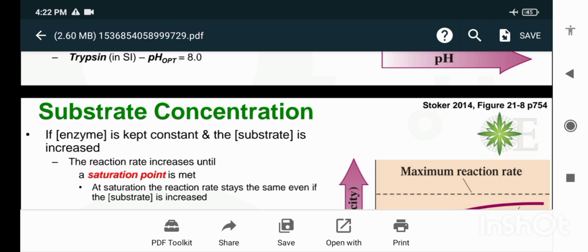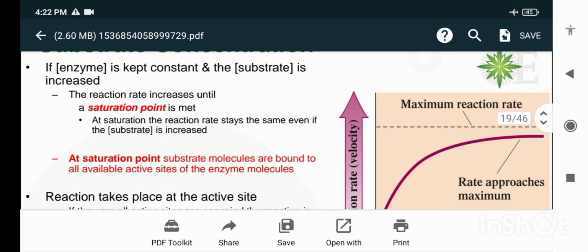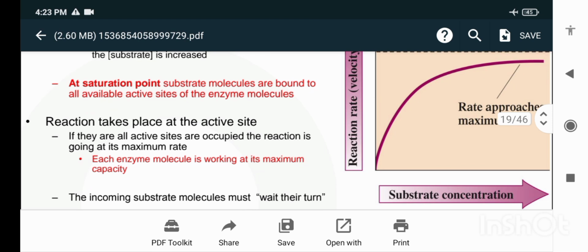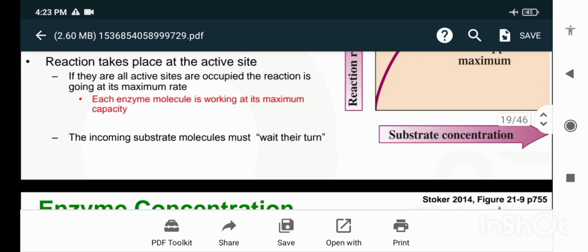Substrate concentration. If the enzyme concentration is kept constant and the substrate is increased, the reaction rate increases until a saturation point is met. At saturation, the reaction rate stays the same even if the substrate is increased. At the saturation point, substrate molecules are bound to all the available active sites of the enzyme molecules. The reaction takes place at the active sites. If all active sites are occupied, the reaction is going at its maximum rate. Each enzyme molecule is working at its maximum capacity, and the incoming substrate molecules must wait their turn.